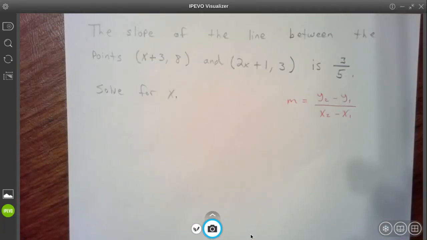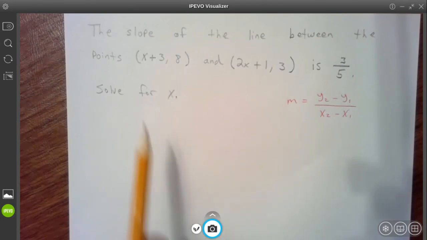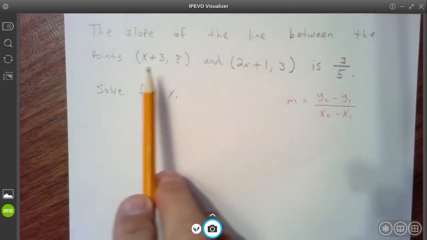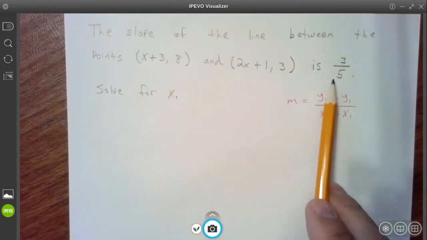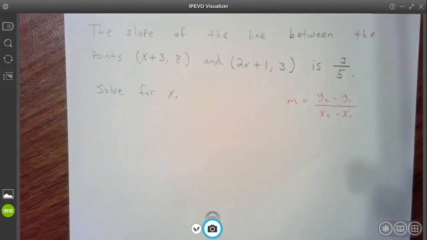All right, I'm going to do one more example here for applying proportions or cross multiplication. Again, the slope formula. The slope of the line between the points is 3/5. We want to solve for x.